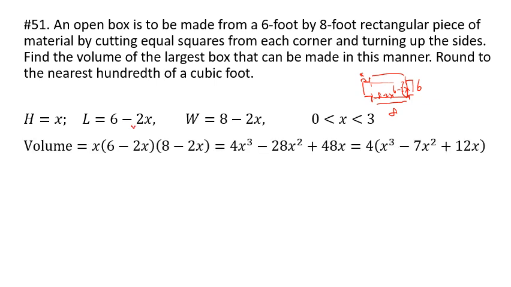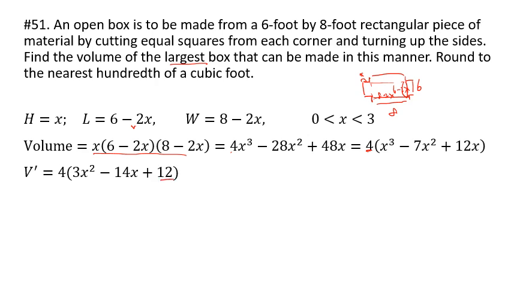Volume is length times width times height. We expand it, and it's 4x cubed minus 28x squared plus 48x. The common factor is 4, so I take out 4: x cubed minus 7x squared plus 12x. I want to find the maximum volume, the largest box, which means we have to find the critical point. So the volume derivative is 4 times: x cubed differentiates to 3x squared, negative 7x squared is negative 14x, and 12x is 12.